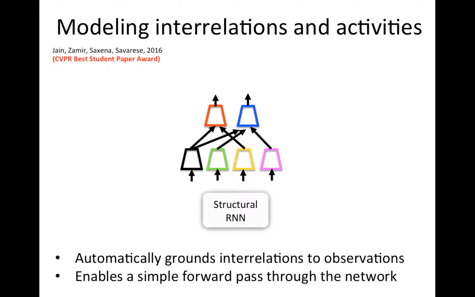This is a very general result that can be used to model any type of interrelations. In the context of activity understanding, this is crucial in that it allows us to automatically ground interrelations among targets to any types of observations without the need of using handcrafted features. Moreover, it enables a simple forward pass through the network as compared to the loopy inference methods in graphical models.